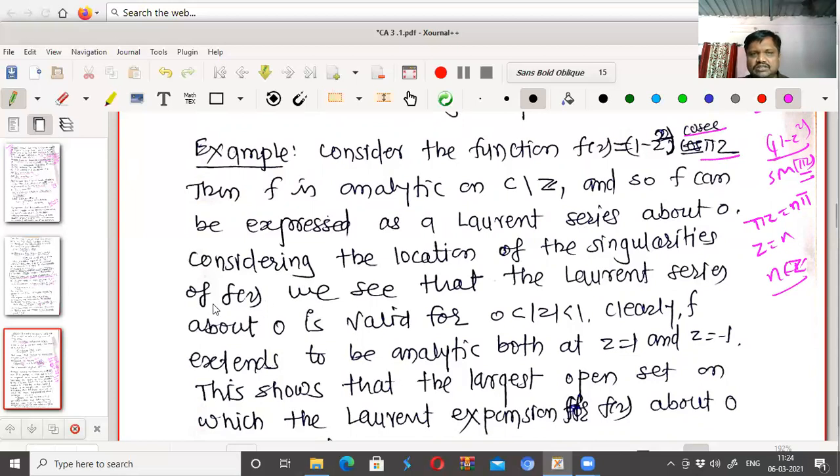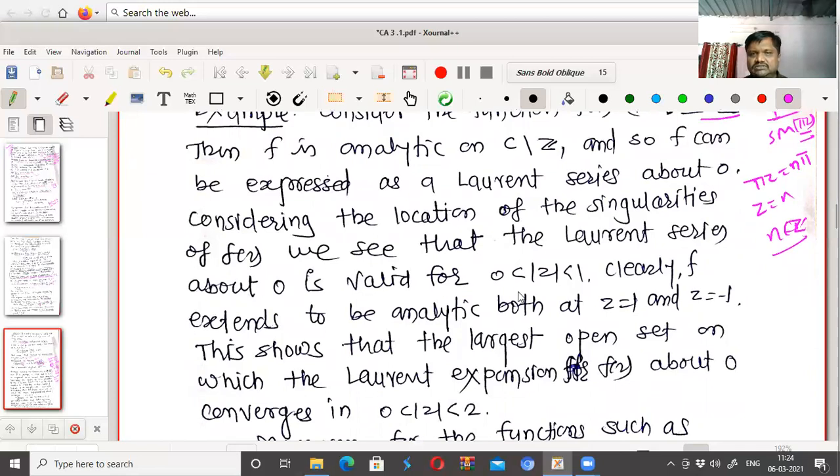Considering the location of the singularities of f(z), we see that the Laurent series about 0 is valid for 0 less than mod z less than 1. If I take mod z less than 1, this is greater than 0. In this annulus, it should be analytic, and if it is analytic, then the Laurent series expansion holds. Clearly, f extends to be analytic at both z equal to 1 and z equal to minus 1. You can go up to plus 1 and up to minus 1.